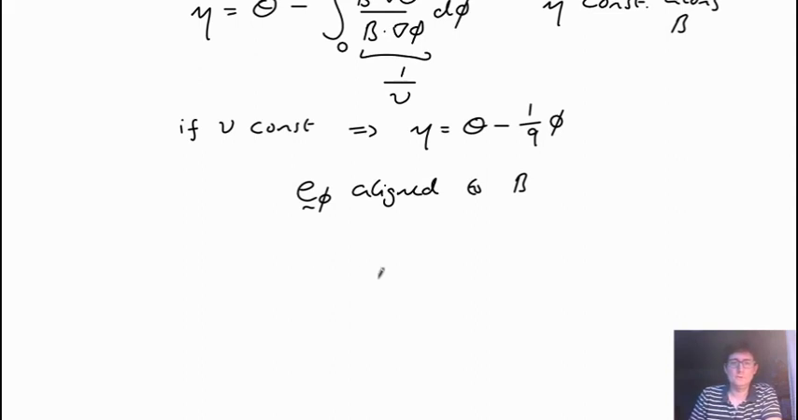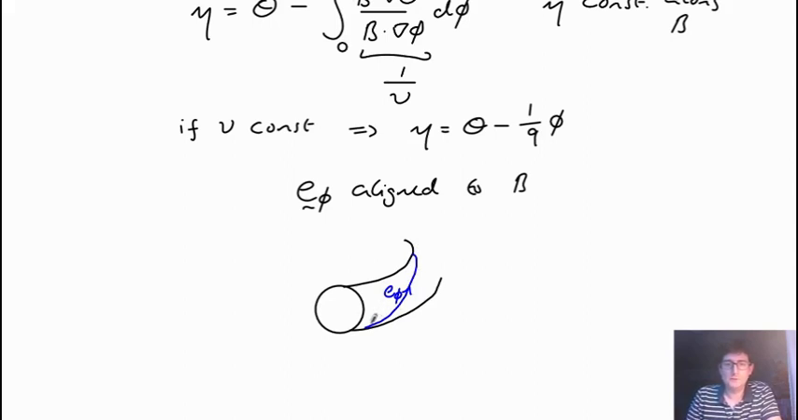So I'll try and draw this in a torus. So I have E phi, which is along the toroidal direction. You have E eta, which is poloidal. And we have a radial coordinate as well. So the whole coordinate system ends up being psi, eta, and phi. And phi is aligned to the magnetic field.